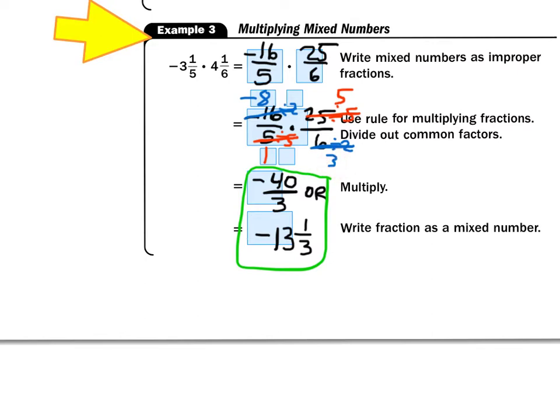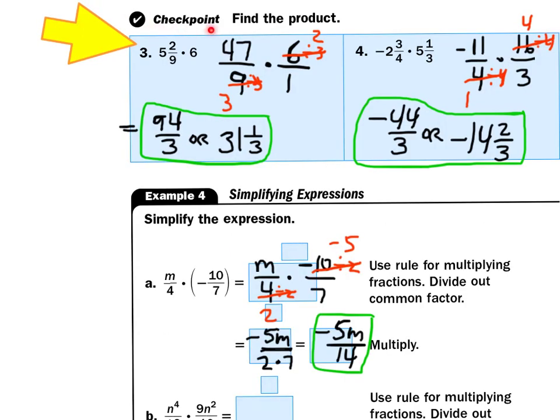So now I just multiplied numerator times numerator. So negative 8 times 5 gives me negative 40 on top, and then 1 times 3 gives me 3 on the bottom. So you could write your answer as negative 40 over 3, or as a mixed number, negative 13 and 1/3.